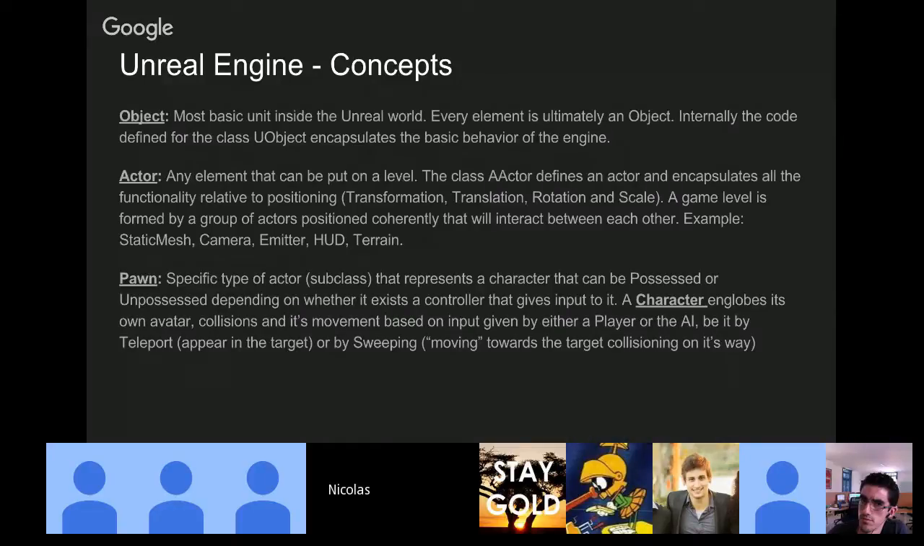Okay. So a character encompasses a lot of things: its own avatar, collisions, whatever movement we decide to give it. And this input can be given by either a player or an artificial intelligence. The AI can move it either by teleport, which is appearing directly at a target location, or by sweeping, which is actually moving towards the target and colliding with everything in its way.